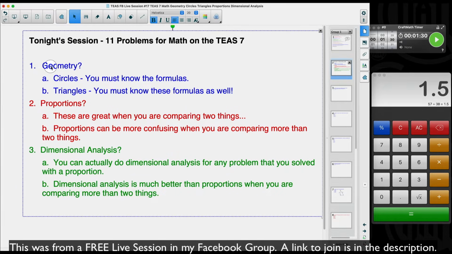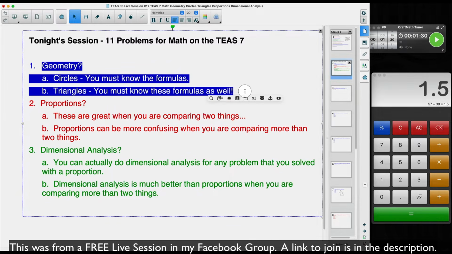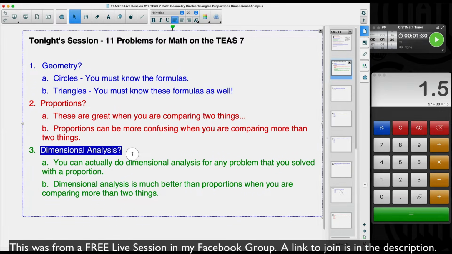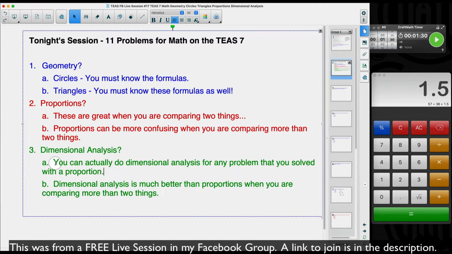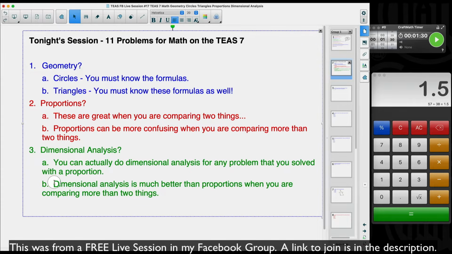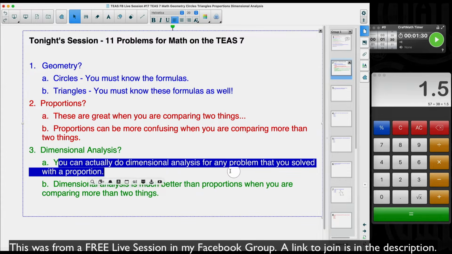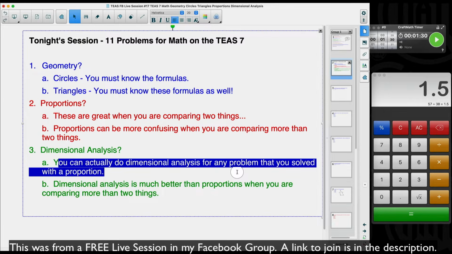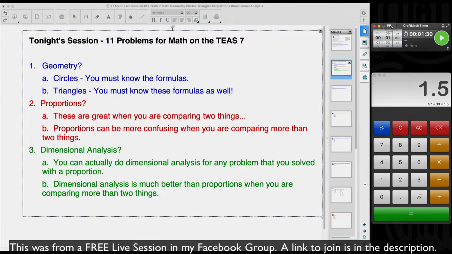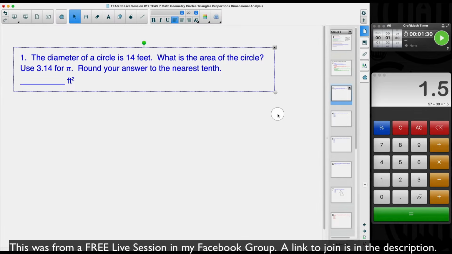And one of my goals tonight, after geometry, one of my main goals is, if you've heard of dimensional analysis, but you've always been kind of hesitant to use it, my goal tonight is to try to convert as many of you as possible to maybe liking the idea of doing dimensional analysis. And as a matter of fact, you can actually do dimensional analysis for any problem that you solved with a proportion. I'm going to tie all of that in together tonight with you all. So here we go. First thing, geometry.